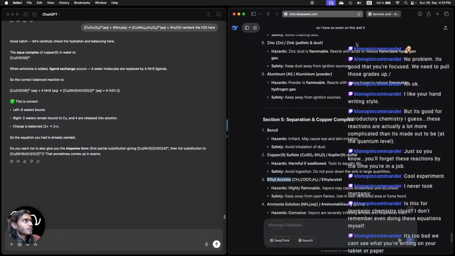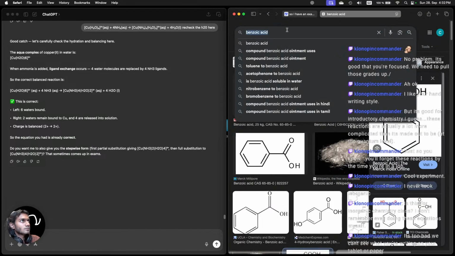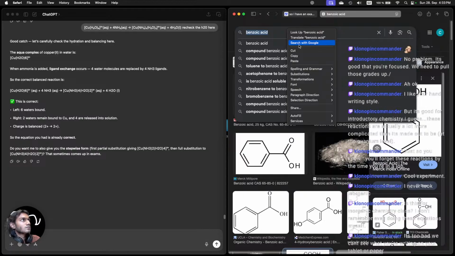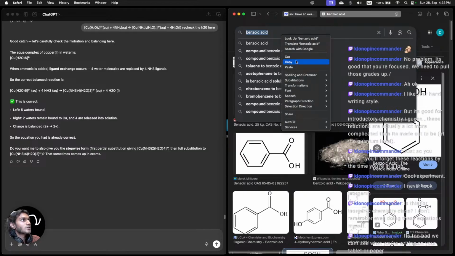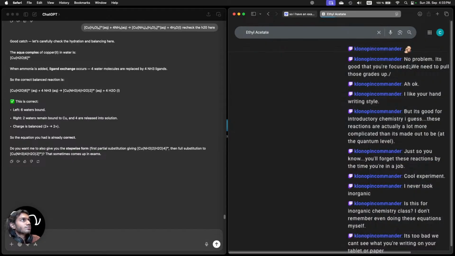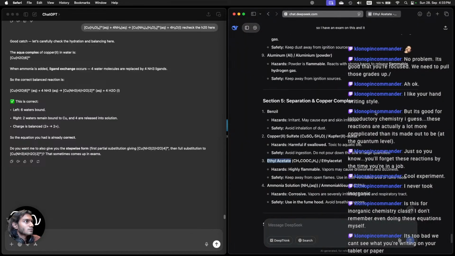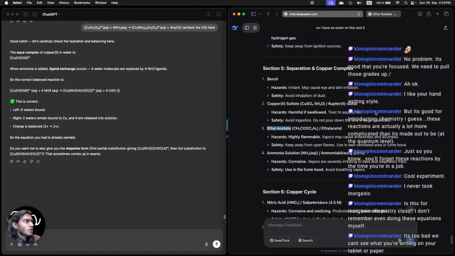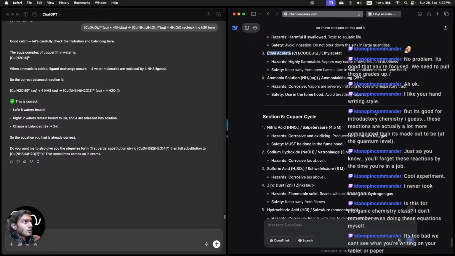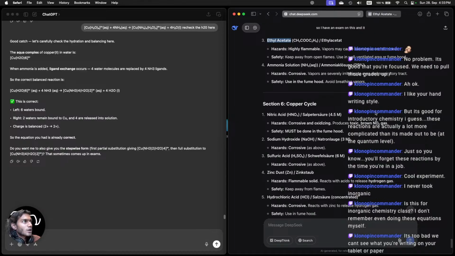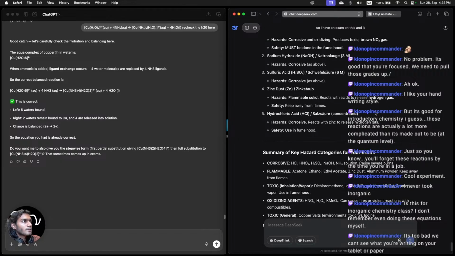Let me see how it looks. Why is there no paste in search? Wow. Ammonia solution. Nitric acid, sodium hydroxide, sulfuric acid, zinc dust, hydrochloric acid.